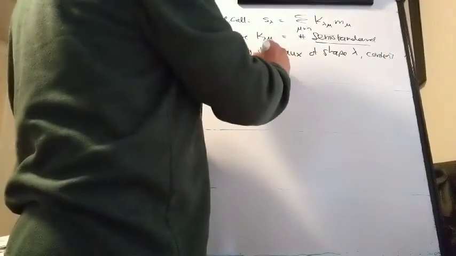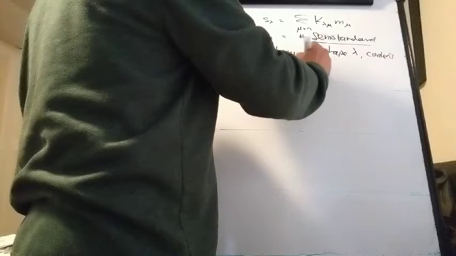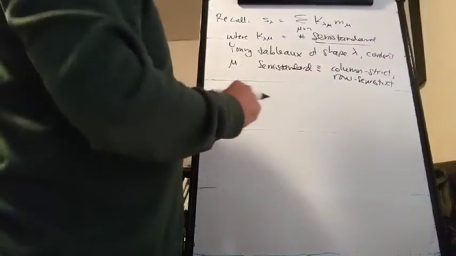Now, semi-standard means column strict and row semi-strict. So the numbers weakly increase as we go across rows, and they strictly increase in columns.